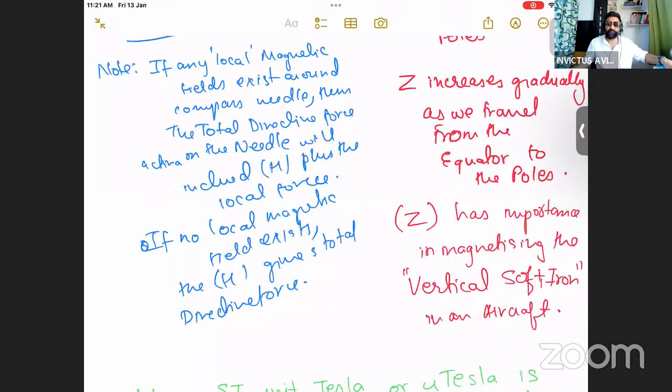What is this point? Read Zulu. Vertical force, vertical component has importance in magnetizing the vertical soft iron in an aircraft. See the keywords. Why are you giving me answer as horizontal? Would you care to explain so that I can help you? No, not interested to explain or discuss your doubts. Students telling me horizontal. So the key is vertical soft iron. But that is the only thing. There's no horizontal soft iron we are talking about.